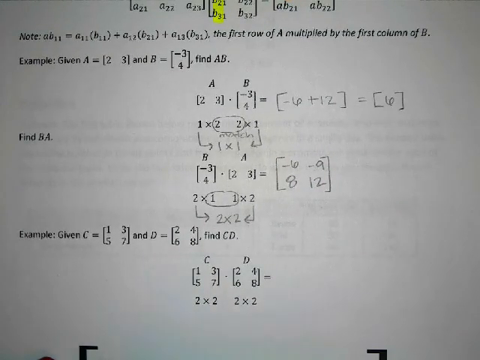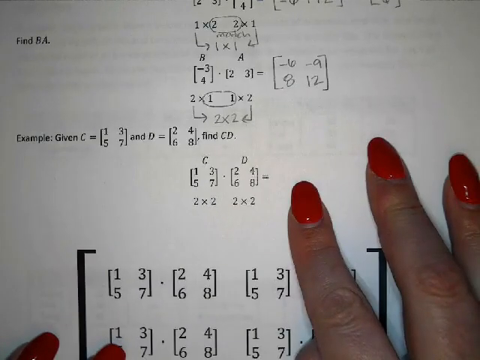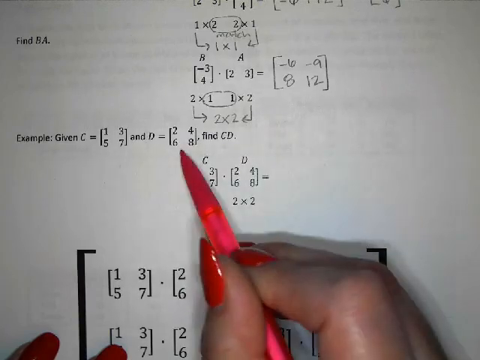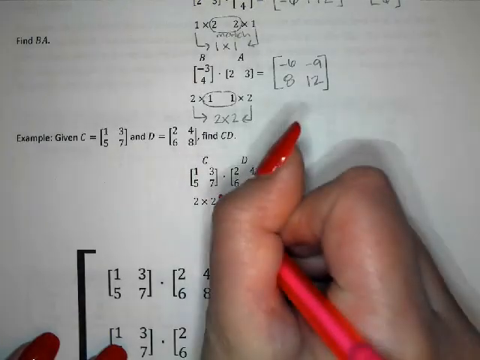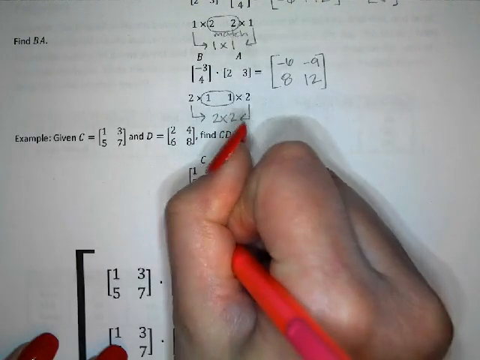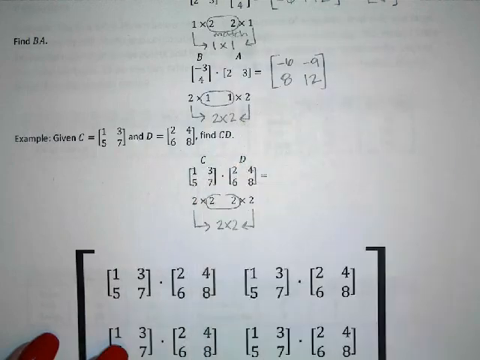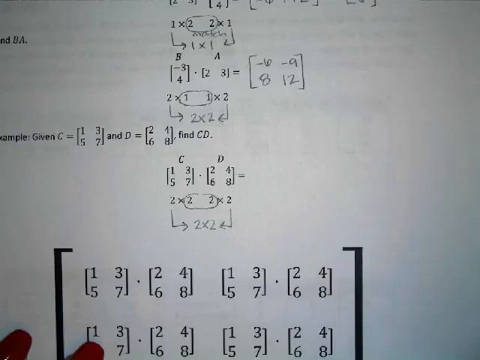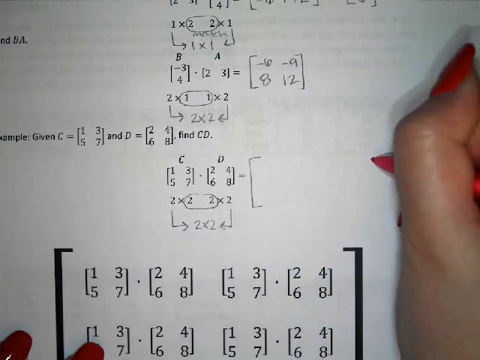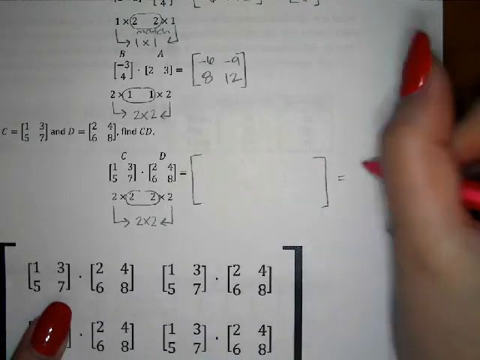All right, so now that we've seen some basic examples, we're going to do one that's a little bit more difficult. So here we have C, which is a 2 by 2 matrix, D, which is also a 2 by 2 matrix. So I can see that these match, and I know that my resulting matrix is going to be a 2 by 2 matrix. And I'm going to leave some space here to show my work. And then I'll write my final answer over here.